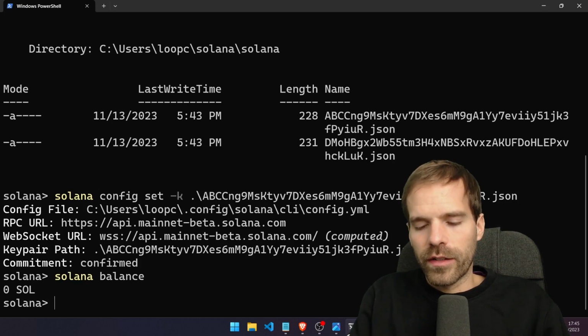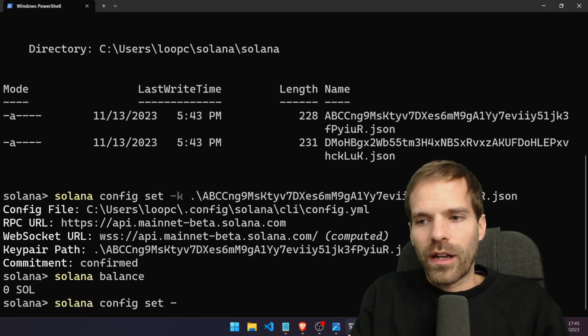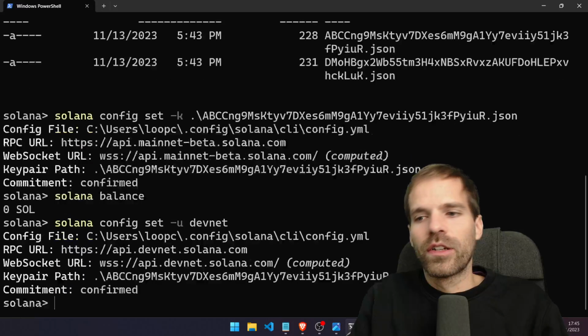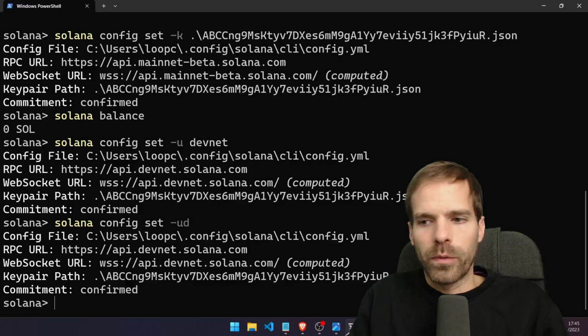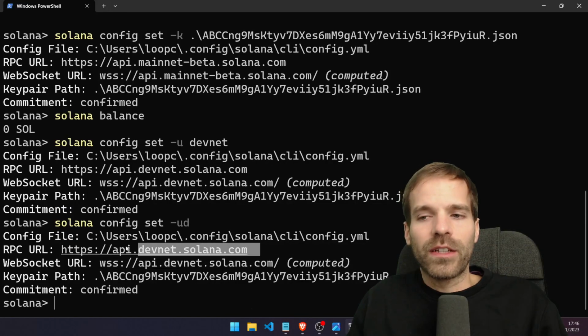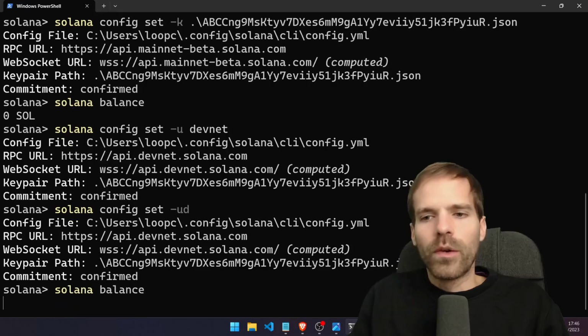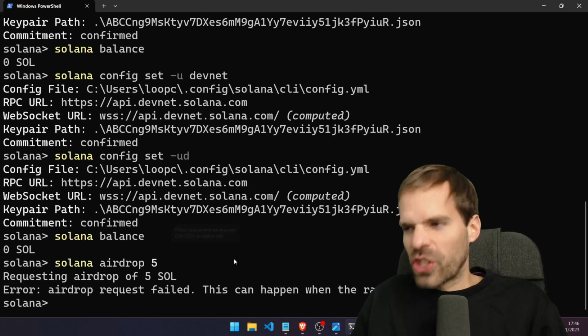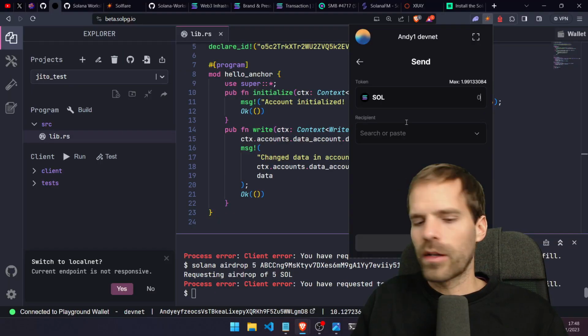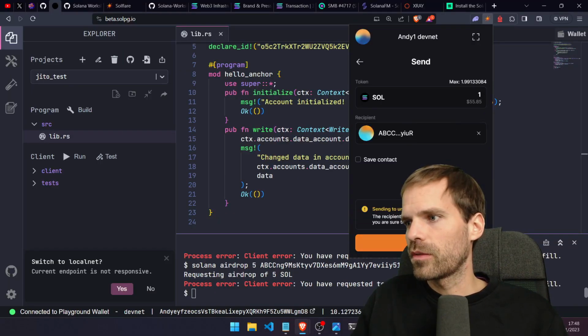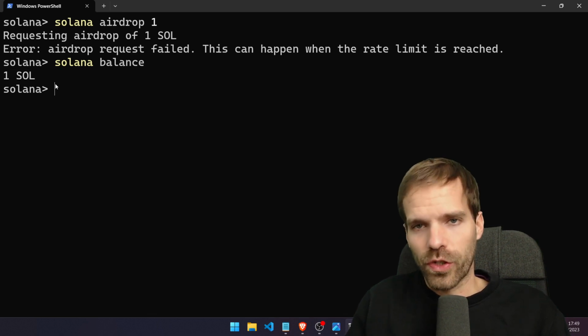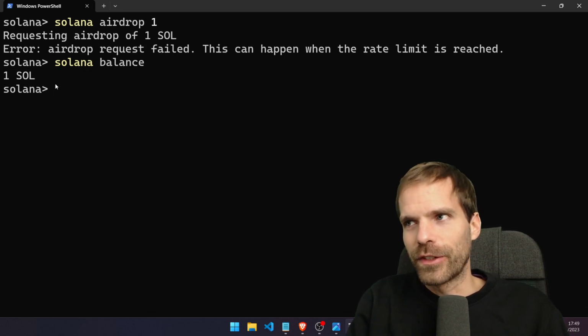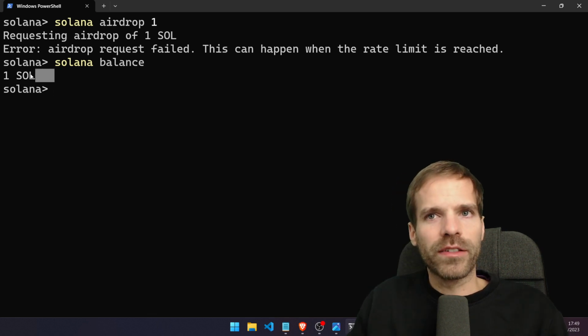So you can say solana config set cluster to devnet. That's the long way to write it. The short way would be this, which then sets the RPC automatically to the public one of devnet. And here we also still have 0 SOL, but we can request an airdrop of up to 5 SOL. Okay, limit is reached. Good that on some random address somewhere I have some SOL. Let's pretend that the airdrop worked, which for you it should, hopefully, if you're not rate limited like I am, because I'm requesting too much. We now have a balance of 1 SOL.